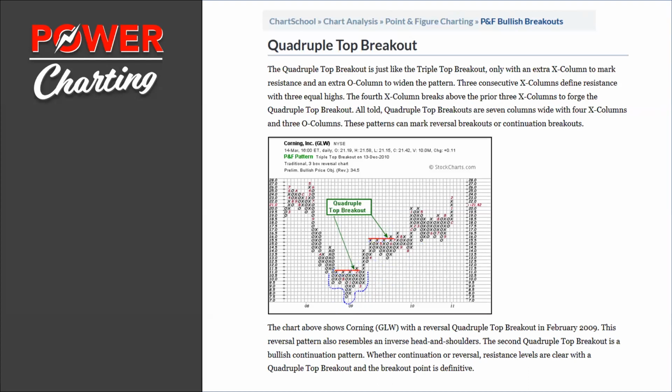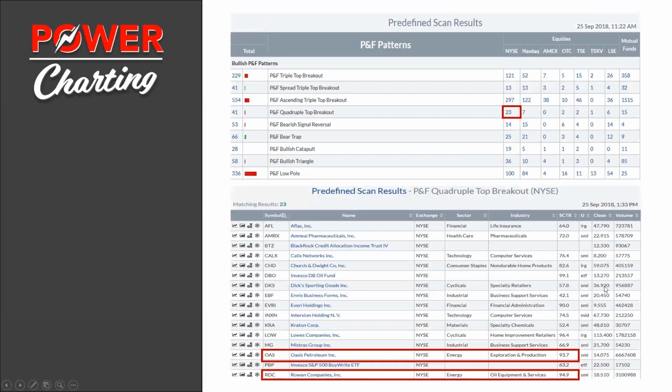Now let's maybe take a minute and look at the screen. You can see the predefined scan results, point and figure patterns, and we're looking at the point and figure quadruple top breakout. There is a total of 41 candidates in that space, and we focused our attention on the New York listed stocks, but you certainly want to look at the other areas too. We were focused on energy, so we have identified the 2 stocks that we would like to look at in this space, but you're certainly encouraged to look at the other stocks too.